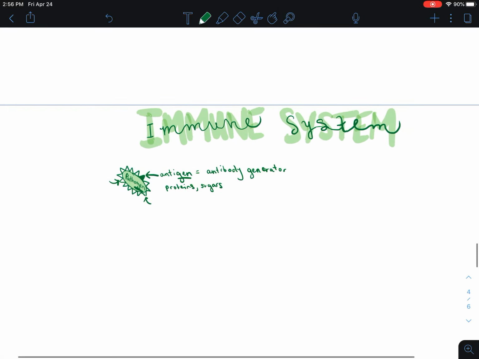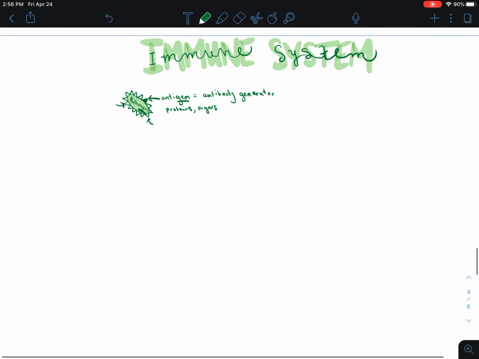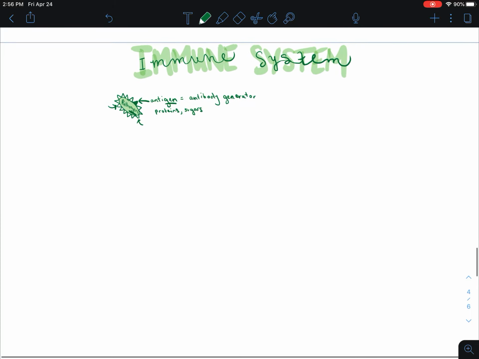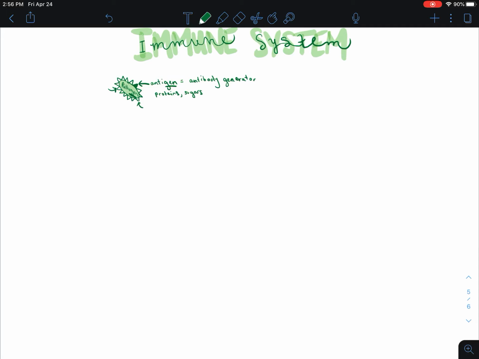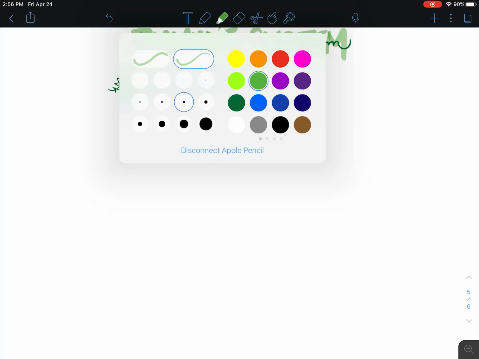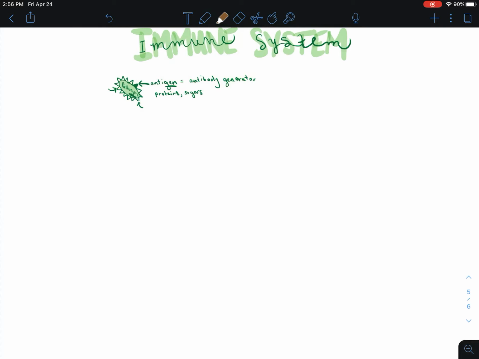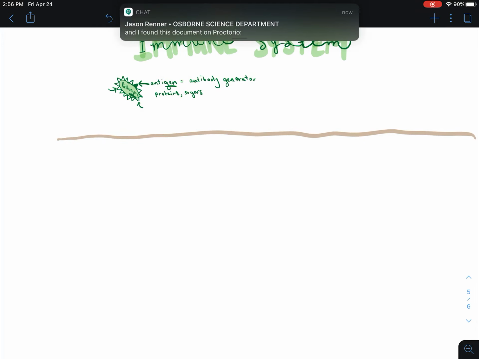Okay, so let's just zoom out here so we have lots of room. I'm going to start with talking about how these pathogens get into your body. So we're just going to start by drawing out, none of these are great, I'm just going to draw out kind of a little surface here that can be your skin.